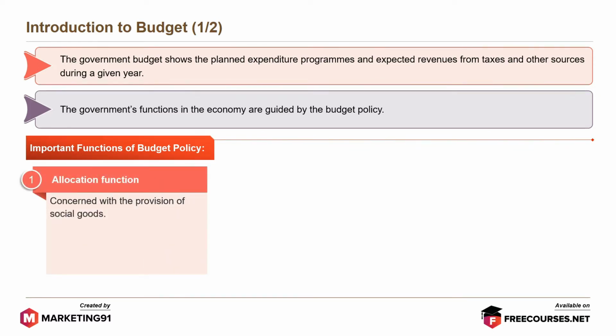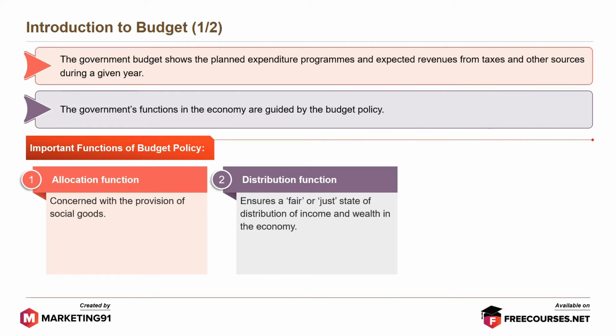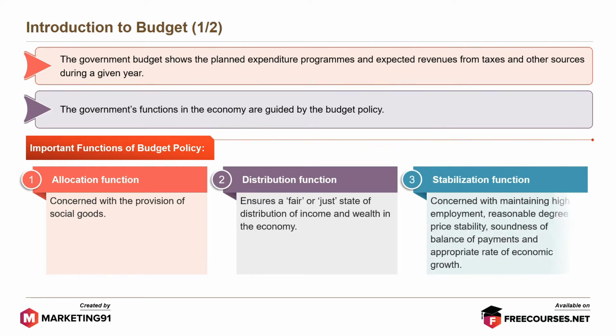Budget policy is concerned with the provision of social goods. Distribution function. Budget policy ensures a fair or just state of distribution of income and wealth in the economy. Stabilization function. Budget policy is concerned with maintaining high employment, reasonable degree of price stability, soundness of balance of payments, and appropriate rate of economic growth.